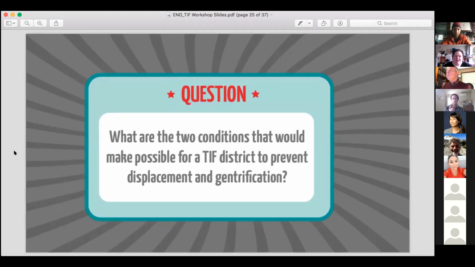Okay, this one's a hard one. Really gotta recall back a few minutes ago. What are the two conditions that would make it possible for a TIF district to prevent displacement and gentrification? The decisions are made by those who are most vulnerable to displacement, and the investments preferentially benefit those people. Bingo. Those are the two conditions. Yeah, Myra, community led for sure.